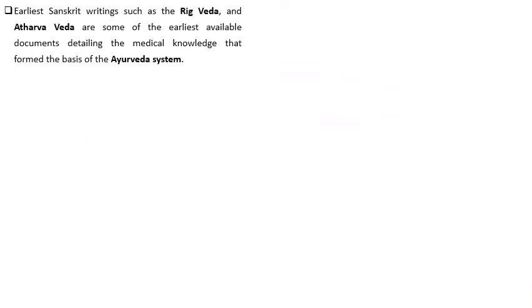Next, coming to Indian literature, which contain information of plants used in medicine. So earliest Sanskrit writings, such as we have Rig Veda and Atharvaveda and some other earliest available documents that detailing the medical knowledge that forms the basis of present Ayurveda system. So ये है founder text जो बनाते हैं हमारे modern day Ayurvedic system को.